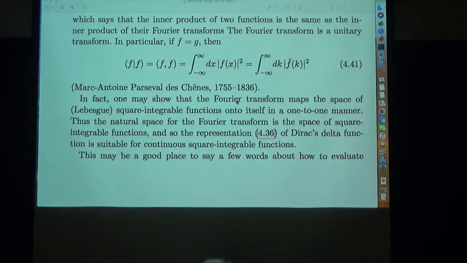It also tells you that the integral that I just was displaying is a natural representation of Dirac's delta function for continuous square integrable functions.